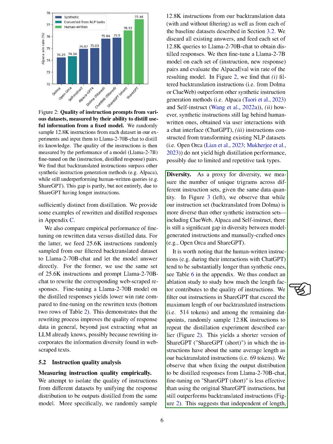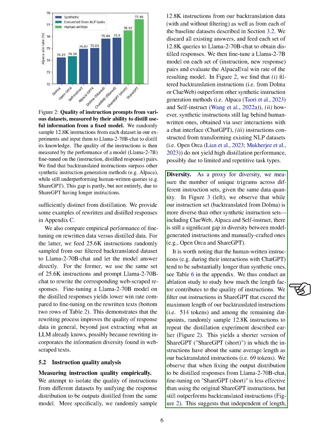To measure diversity, we analyze the number of unique trigrams across different instruction sets while keeping the data quantity constant. We observe that our instruction set, back-translated from Dolma, is more diverse than other synthetic sets, including ClueWeb, Alpaca, and self-instruct. Nonetheless, there remains a notable diversity gap between model-generated and manually crafted instructions, such as those from OpenOrca and ShareGPT. We also note that human-written instructions tend to be significantly longer than synthetic ones.